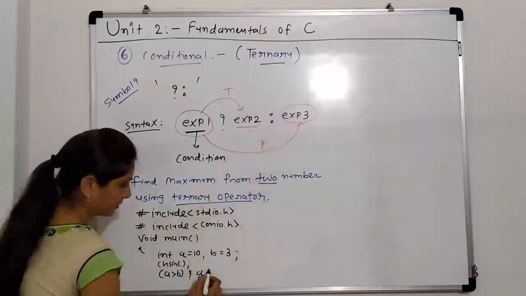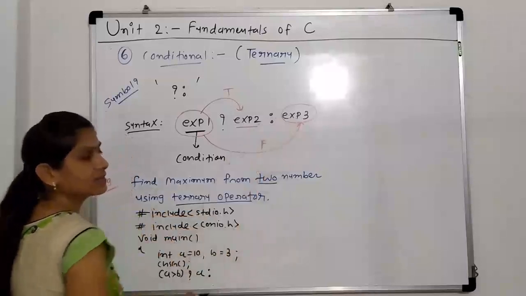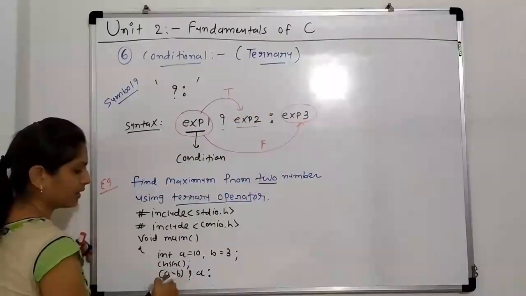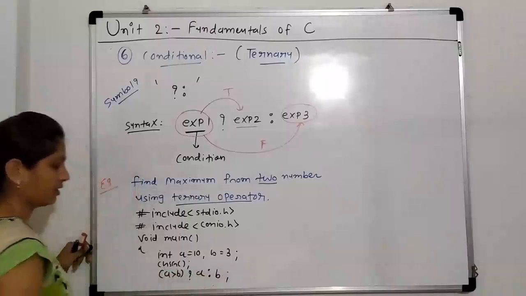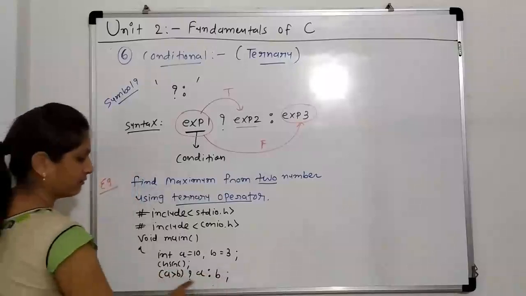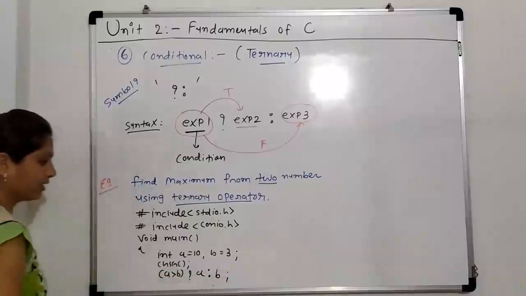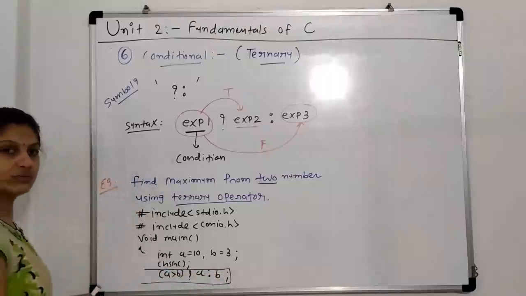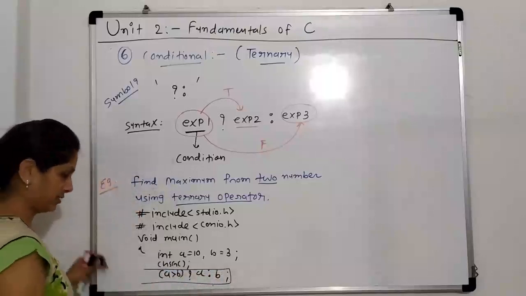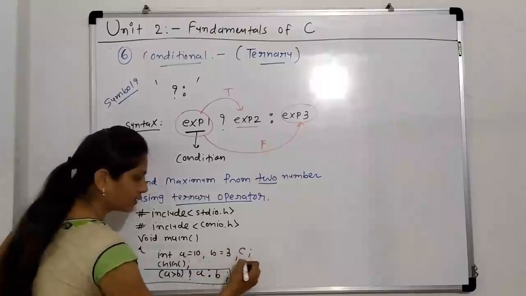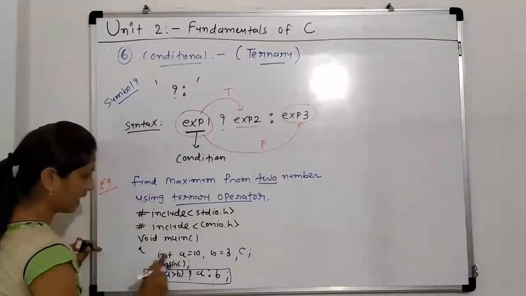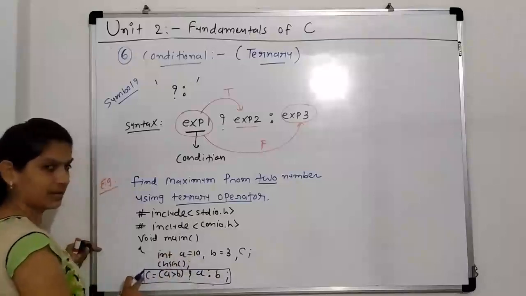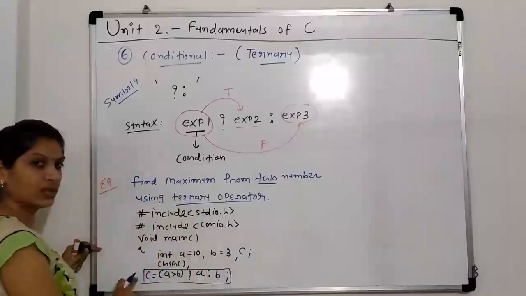Then colon. Expression 3: if this condition is false, meaning A greater than B becomes false, then our answer is B. So here we are writing which sign? Question mark and colon. That indicates the use of the ternary operator. And this value we store in C. So C equals either the A value or the B value. If this is true, then the answer is A. If it is false, then C equals B.